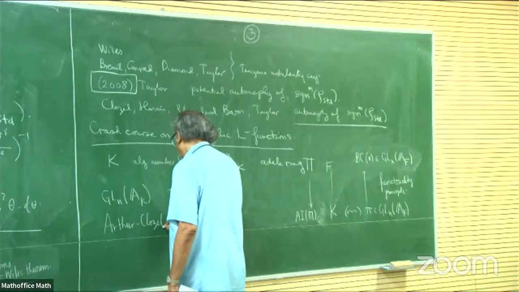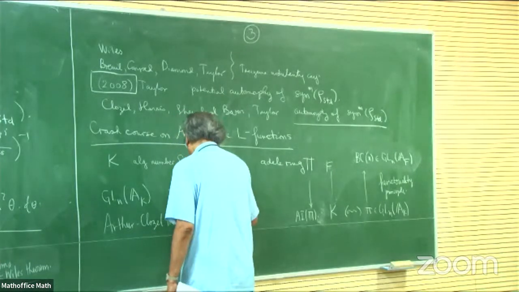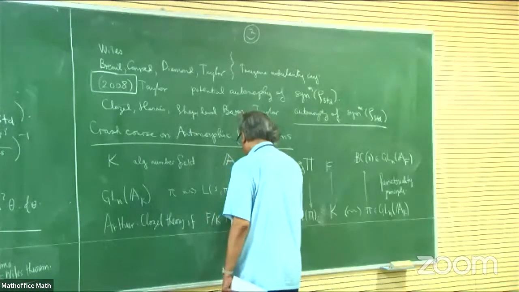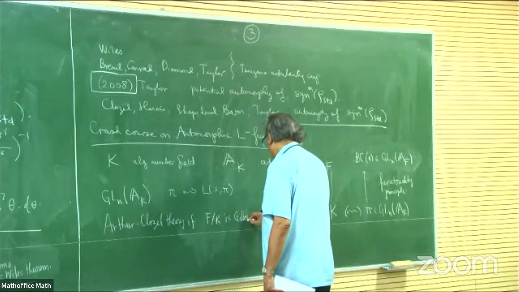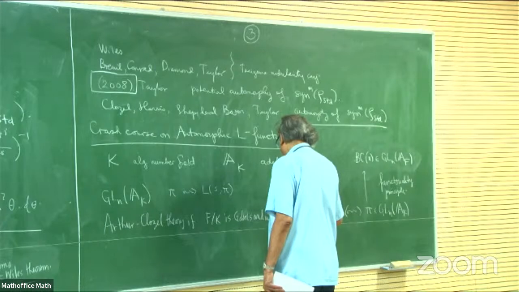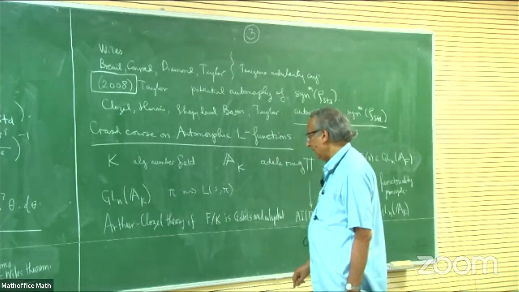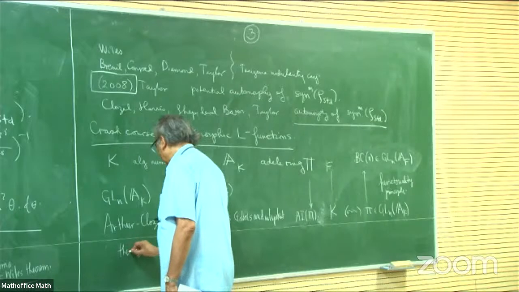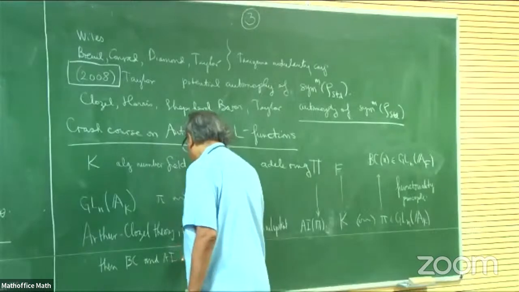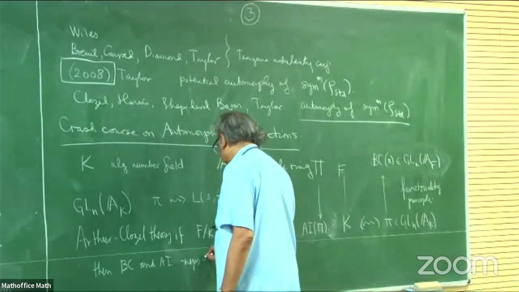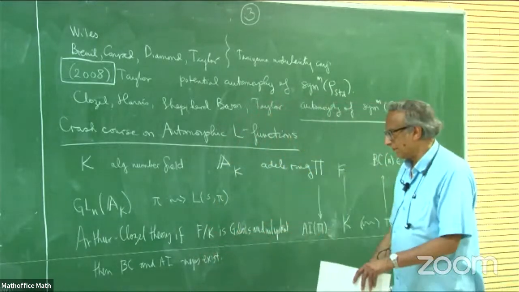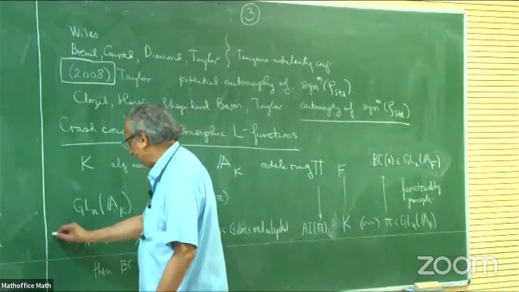So Arthur-Clozel theory: if F over K is Galois and nilpotent, that means the Galois group is nilpotent, then the base change maps and the automorphic induction maps exist. Okay, that was a big theorem. So that's ingredient number 1.